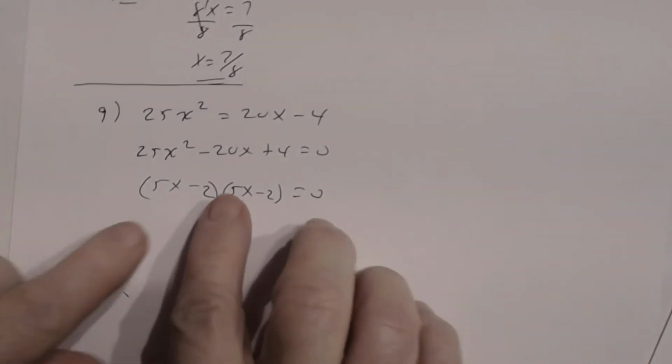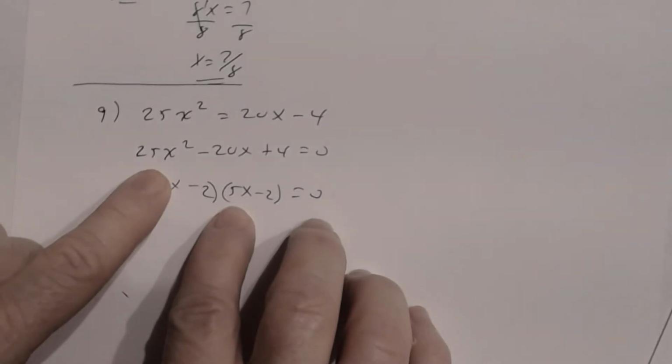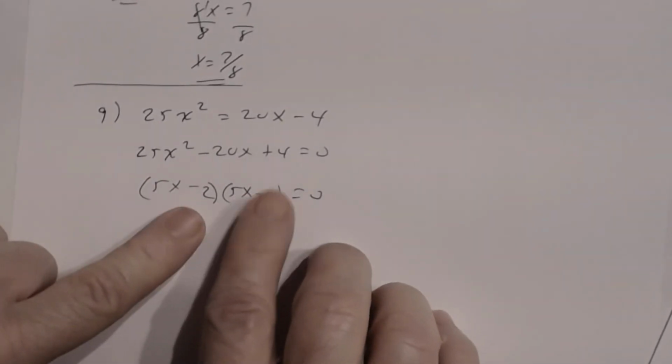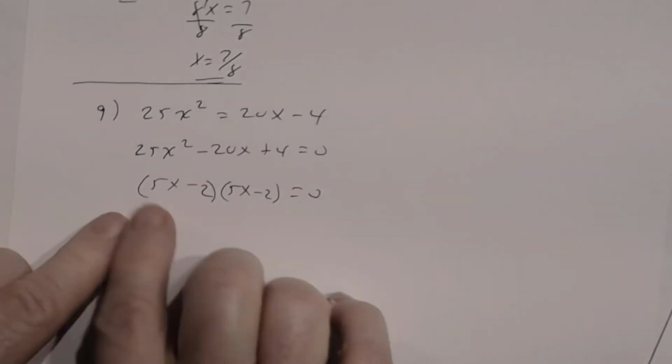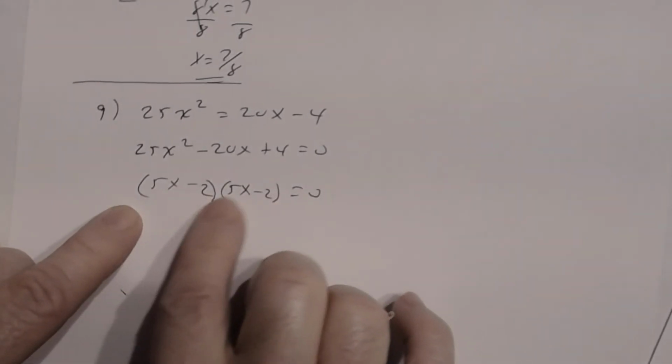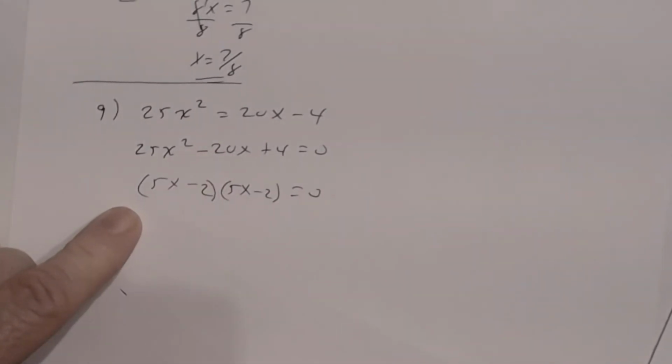All right, and you can check it. 5x and 5x is 25x squared. A negative 2 times a negative 2 is a positive 4. And then the outer is negative 10x, the inner is negative 10x, and you get negative 20x.